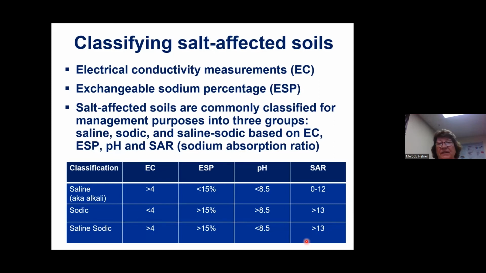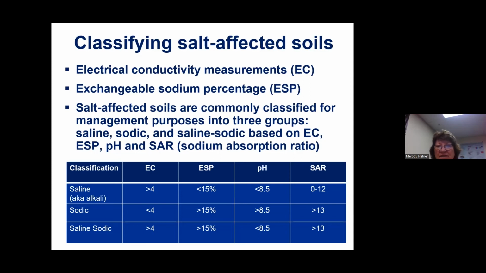Now, classifying salt-affected soils is not something you can do at home. You can't even do the EC at home. It's not like the soil texture by field test that we talked about earlier. It has to be determined by several tests. Salt-affected soils are commonly classified for management purposes into 3 groups: saline, sodic, and saline-sodic. And 4 criteria are used for this classification: the electrical conductivity of the soil, the EC that we just talked about, the exchangeable sodium percentage, or ESP, the pH, and the sodium absorption ratio, which is the SAR.